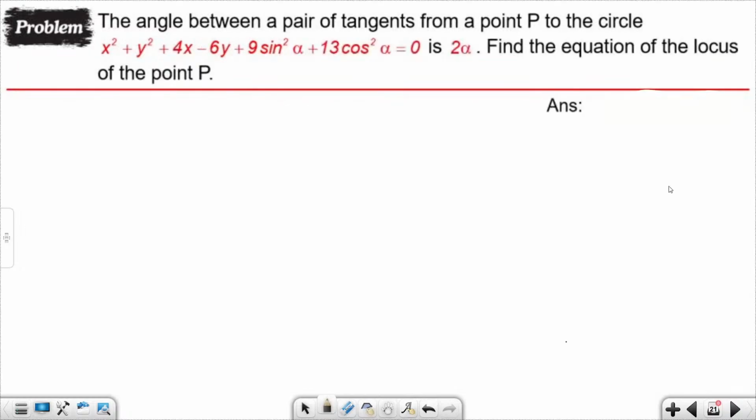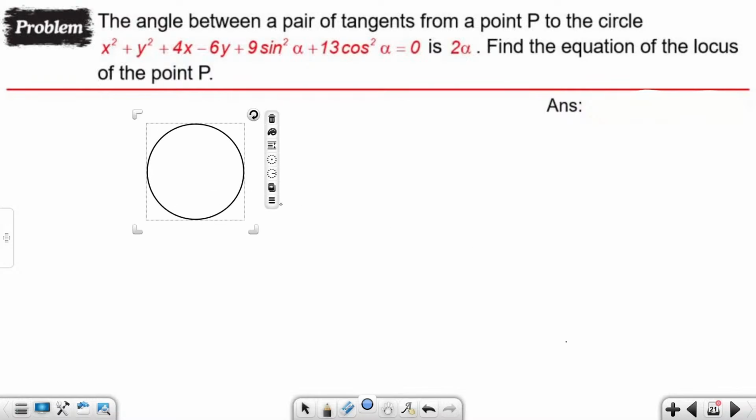See this question. In this question, they have said that the angle between a pair of tangents from a point P to the circle is given. So this is the circle and there is a point P outside the circle, and from this point P, we have drawn two tangents.